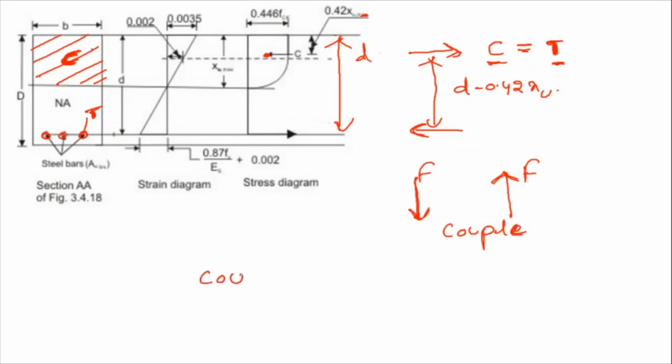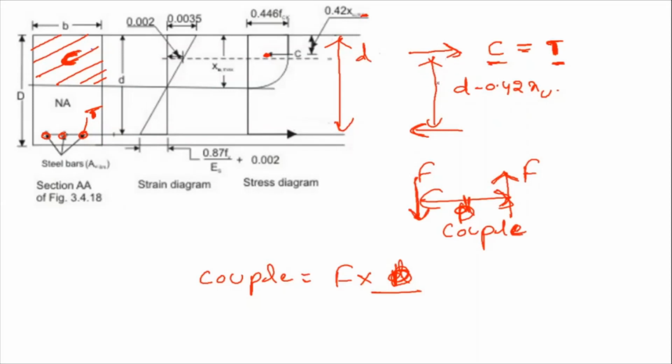So what is the formula for the couple? Couple equal to force into distance between the forces. So let us say distance is d here, so F into d, or else capital D. In this case, the two forces are equal in magnitude and opposite in nature, so these two forces will generate the couple here.